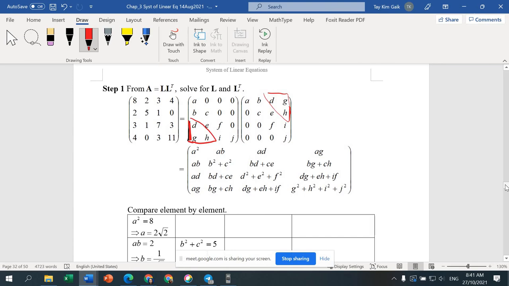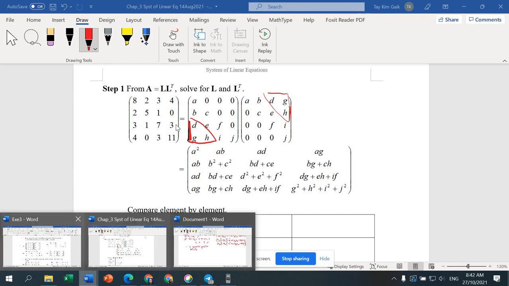If you want to use Cholesky, this is the product of your L and L transpose, and then you equate it back to this one.